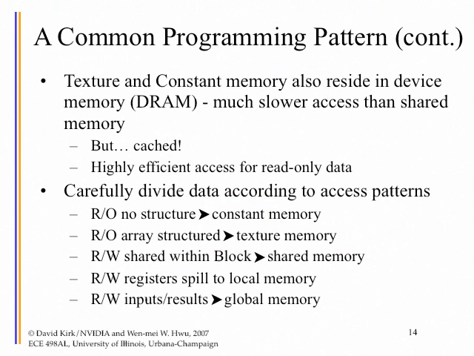Texture and constant memory also reside in the DRAM. It's much slower access than shared memory, but they're cached, okay? So a very common programming pattern for this is that if you have a kernel that needs to access a variable that has the same value across all the threads, right? So for example, you're solving some kind of fluid dynamic system, and you have some kind of constant used across all these things.